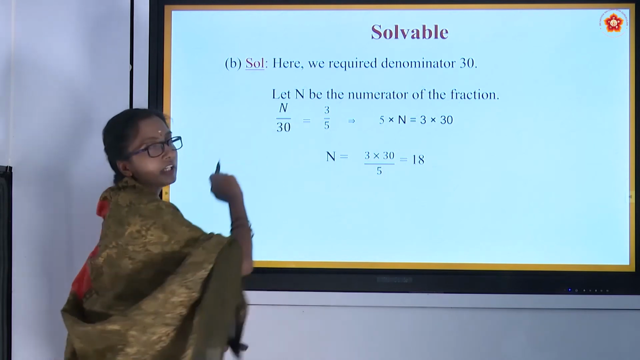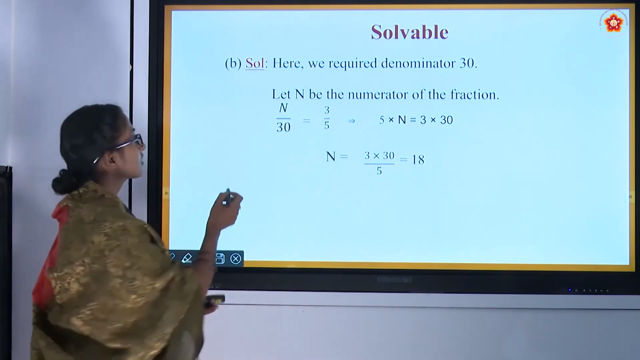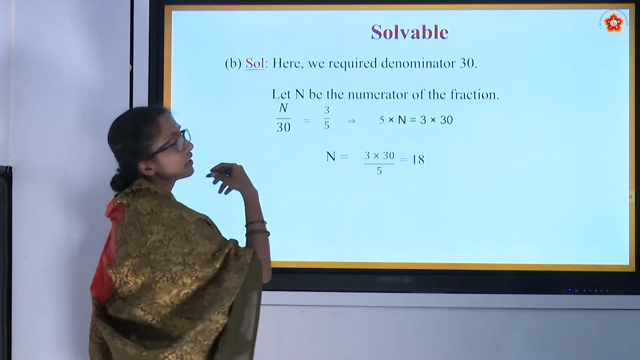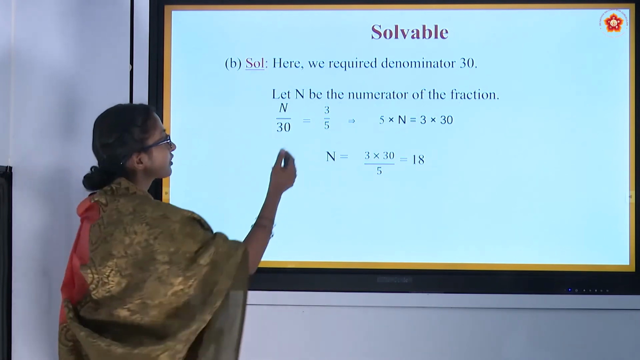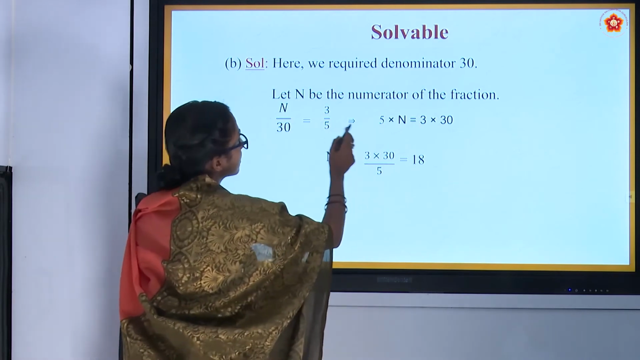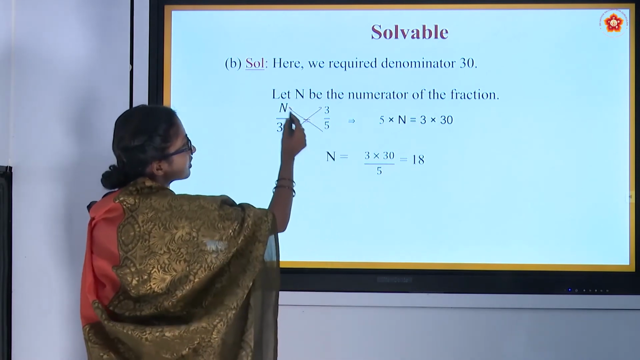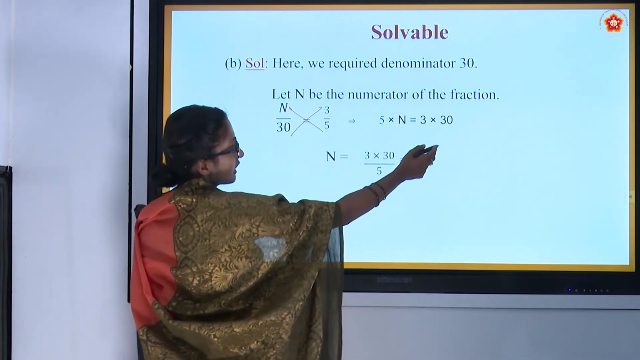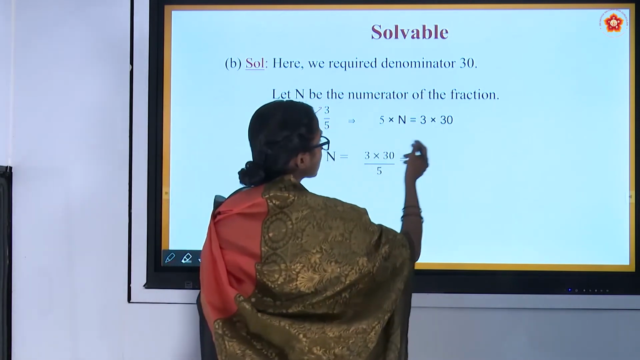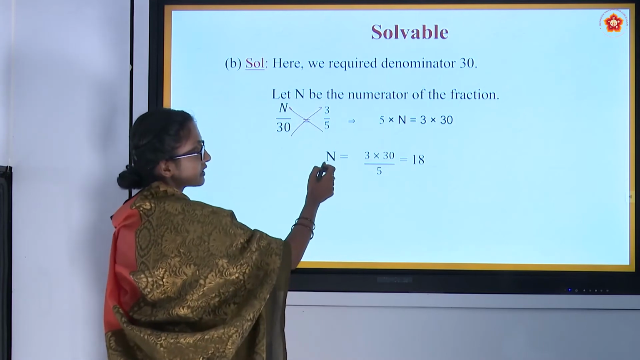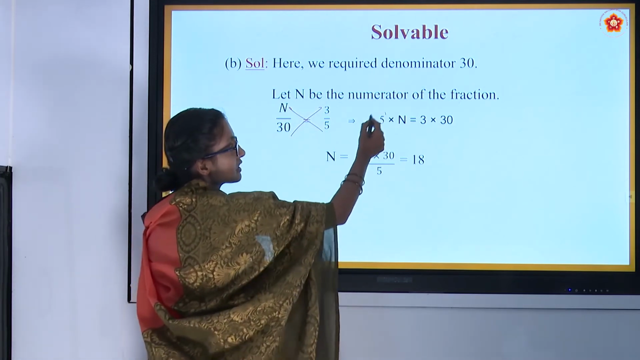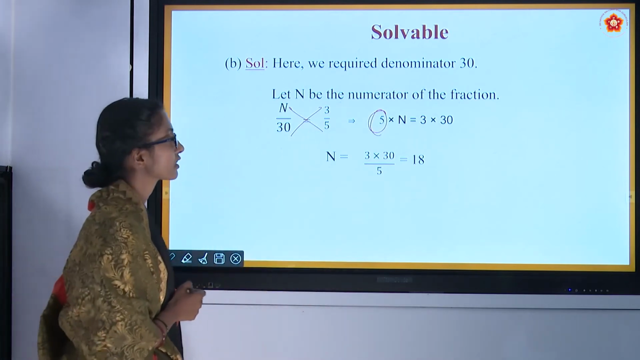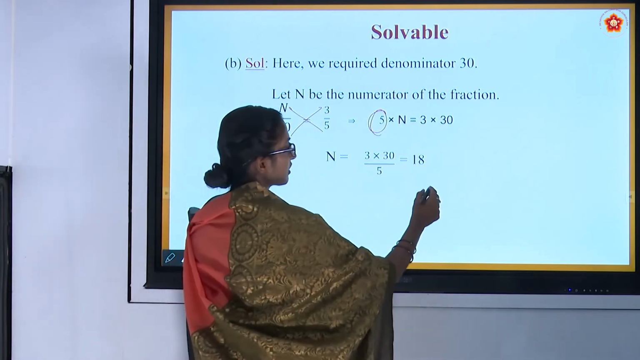Let n be the numerator. We don't know the numerator, so we will consider n by 30 equals the fraction which they have given, 3 by 5. Cross multiplication: n into 5 equals 30 into 3. This further can be written as n equals 3 into 30 divided by 5, since the 5 goes to the denominator position.